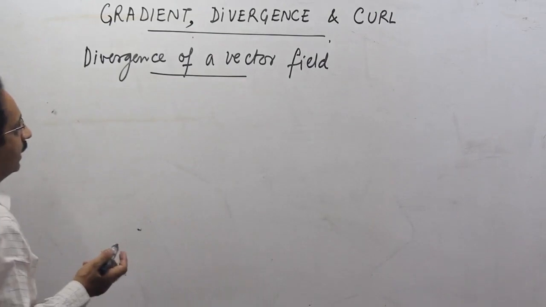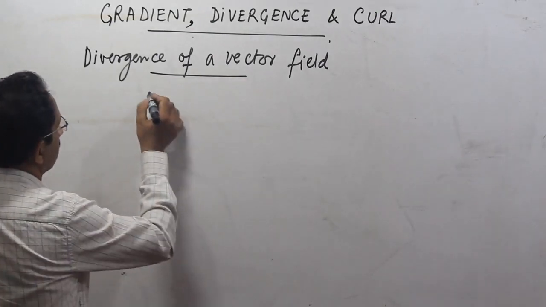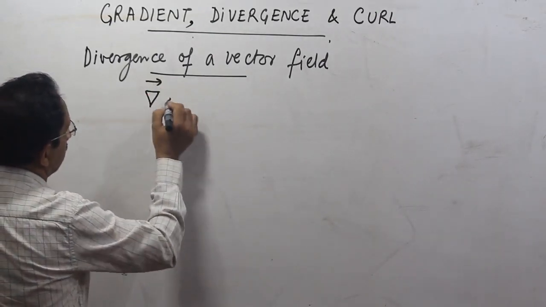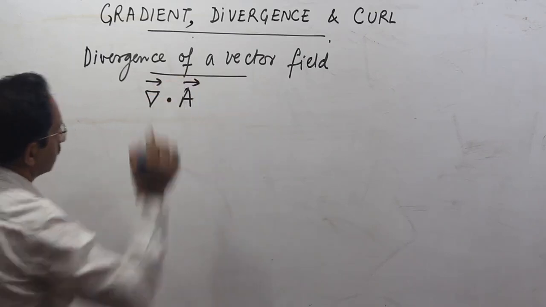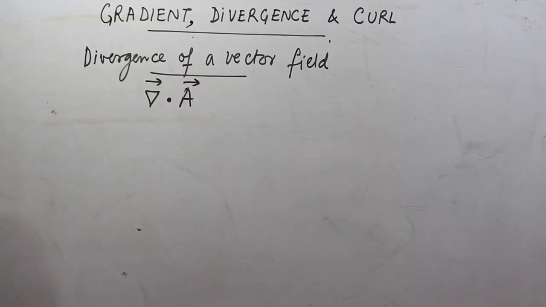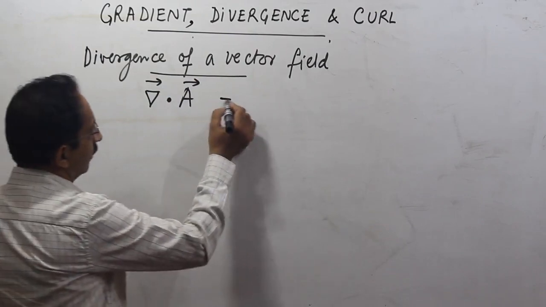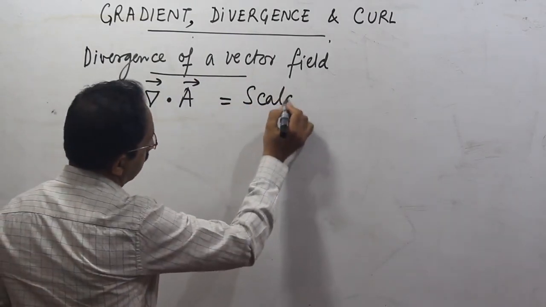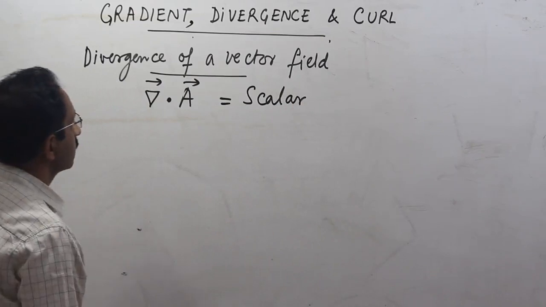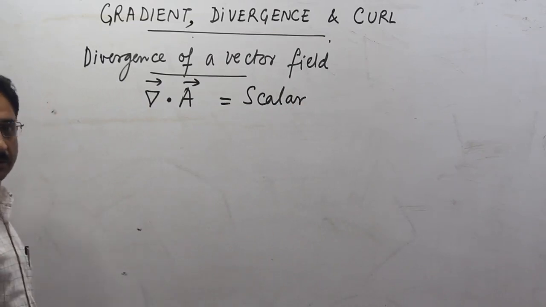Now, how do we define the divergence of a vector field? Given a vector A, we define it as the dot product of the del operator with the vector A. So obviously, the outcome of this operation will be a scalar. That way, divergence of a vector field is a scalar quantity.